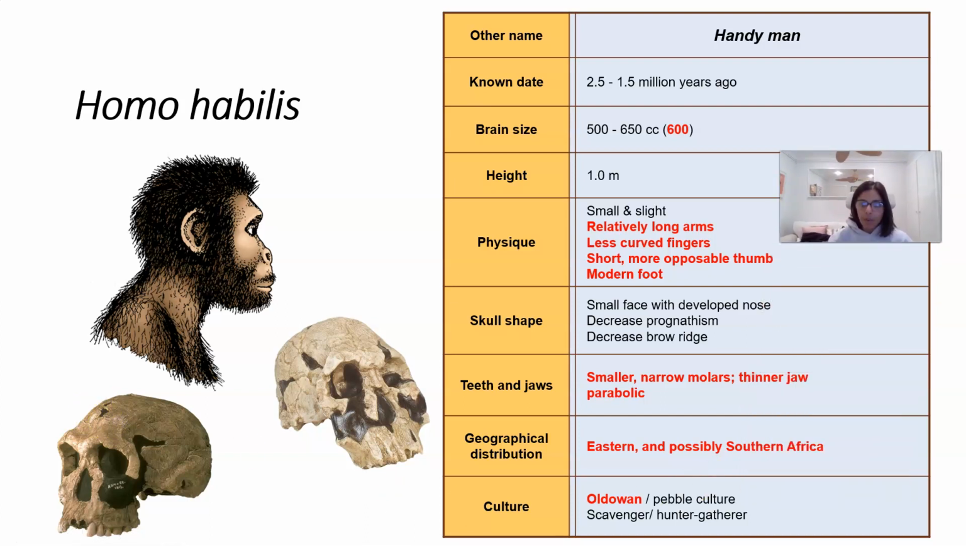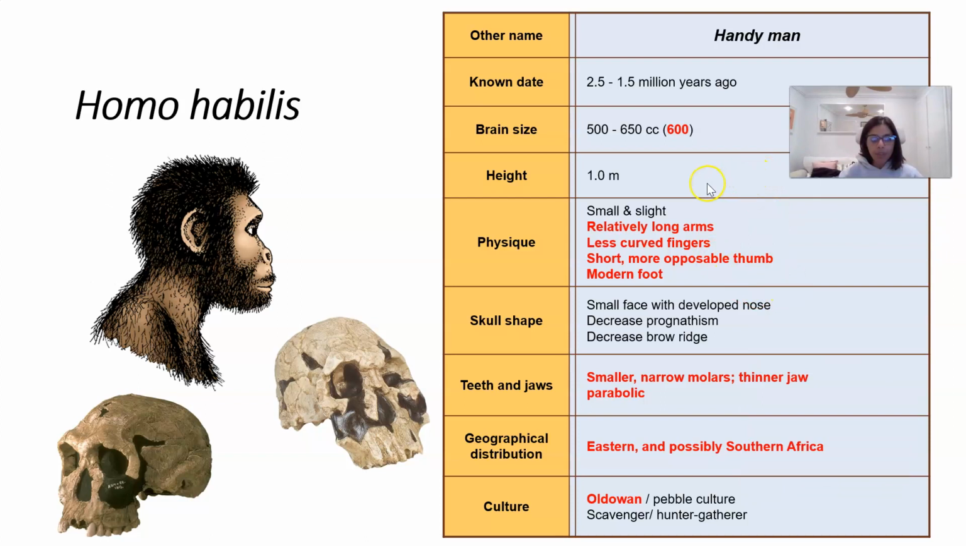If we look at the volume, the brain size was estimated to be roughly in the region of 600 cc. Now they were still quite small, just like the Australopithecines. However, some notable shifts started happening. The fingers were becoming less curved and the thumb was becoming more opposable with the fingers, and we had a more modern foot. So that's to say, it had the transverse and longitudinal arches.